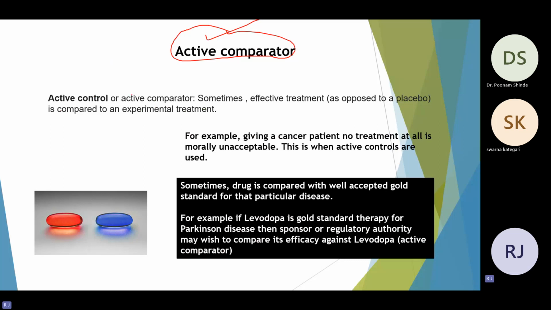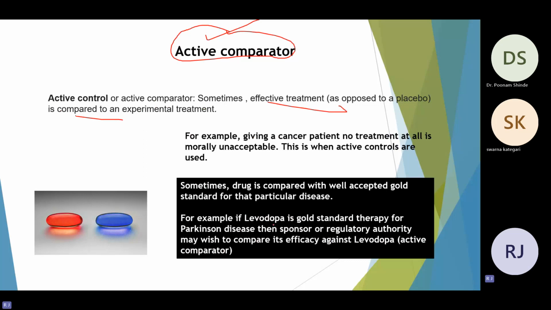So an active control is nothing but an effective treatment which we compare to the experimental treatment. The drug is compared with the gold standard for that particular disease.